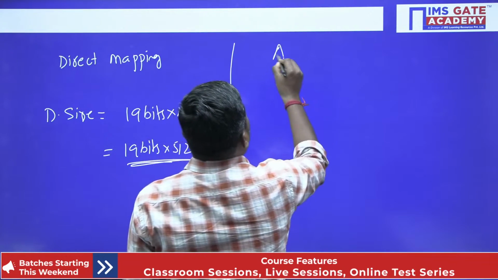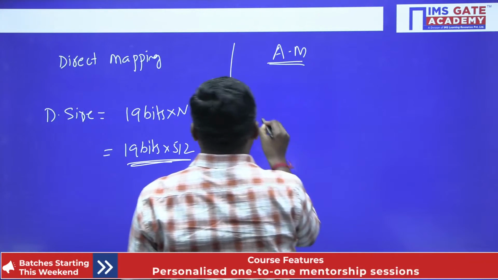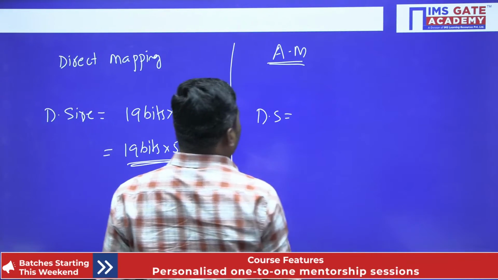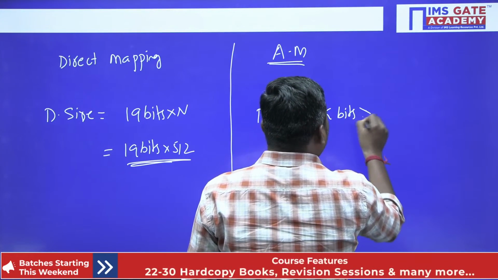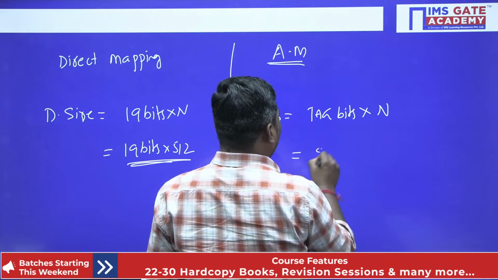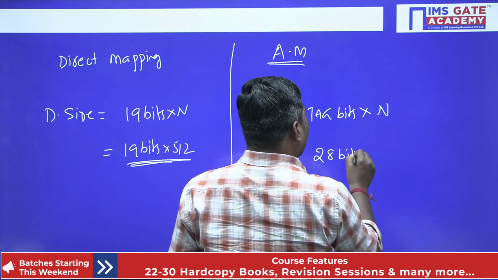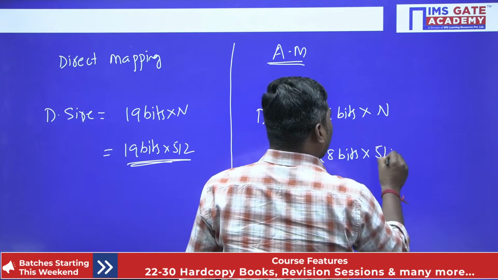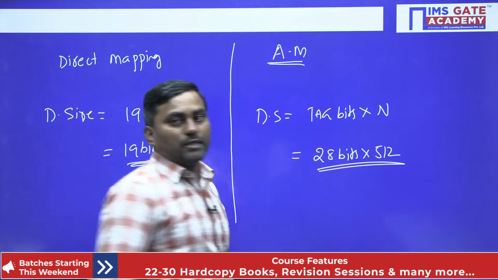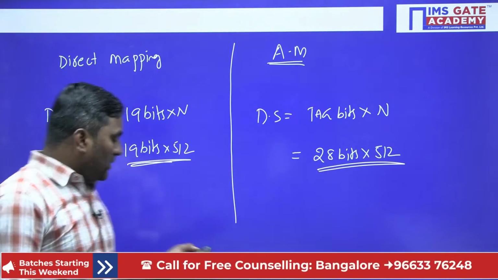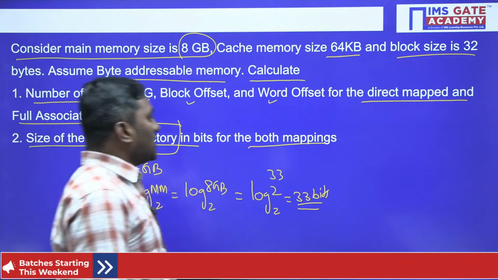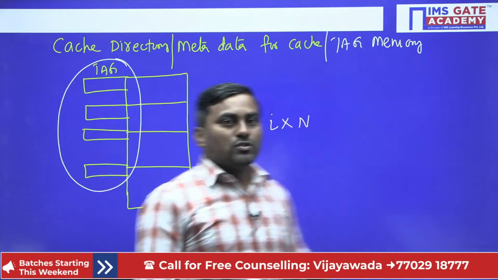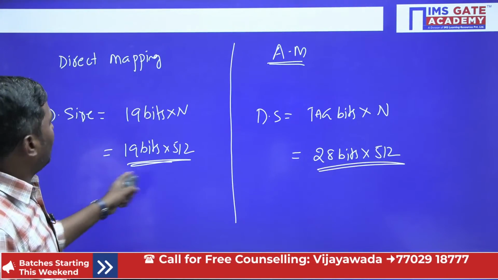Now associative mapping. In the associative case, directory size equals tag bits into number of cache blocks. How many tag bits did we get? 28 bits into number of cache blocks, which are 512. This is the tag memory. They are asking for the size of the cache directory in bits, for both the mappings.